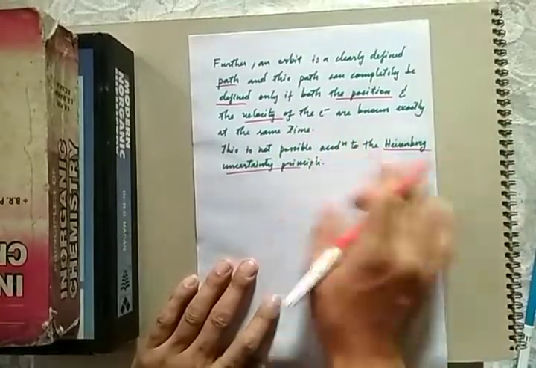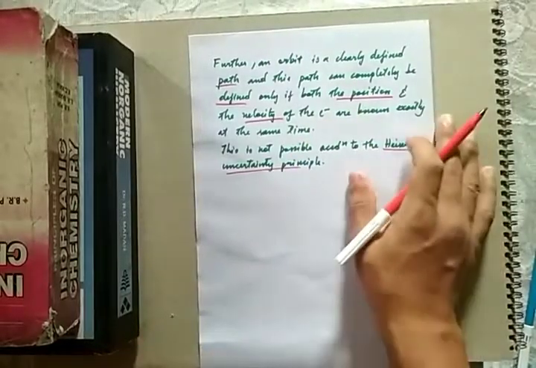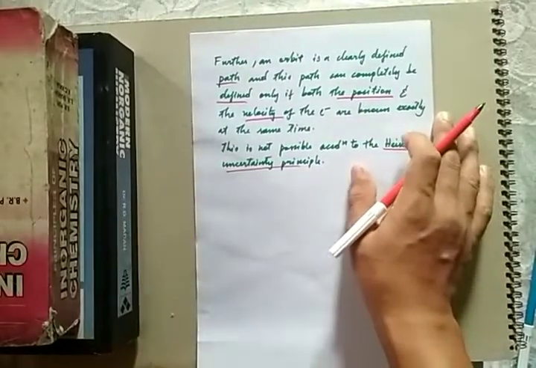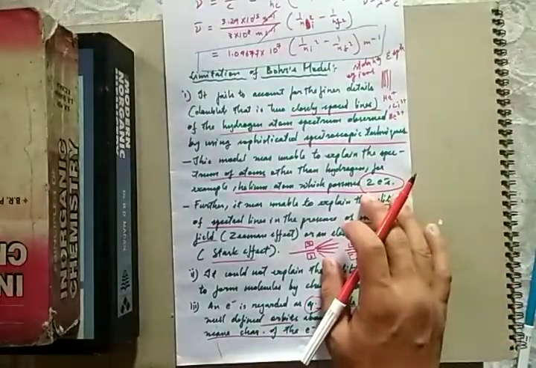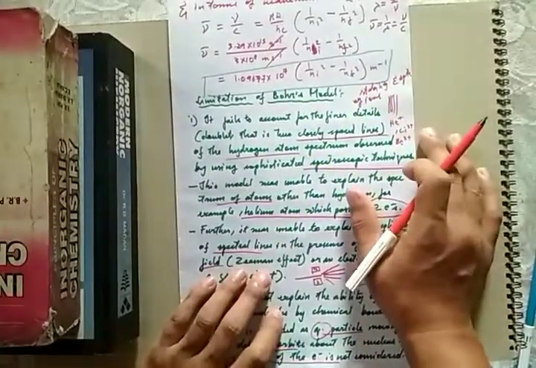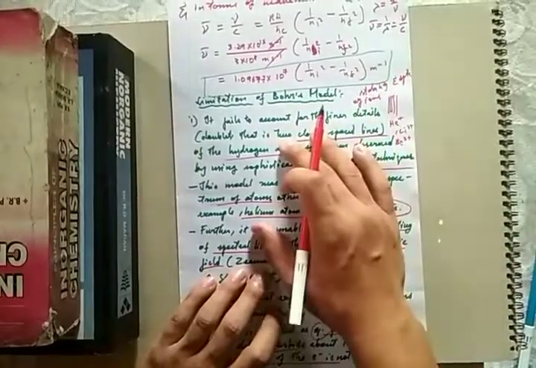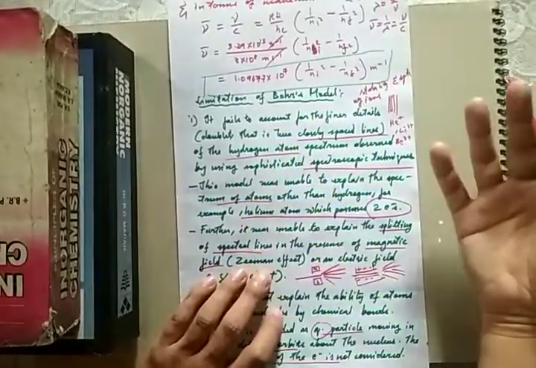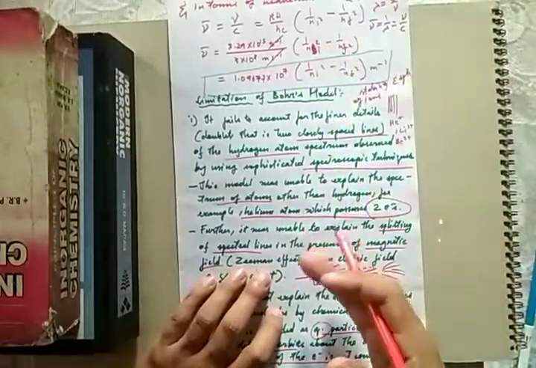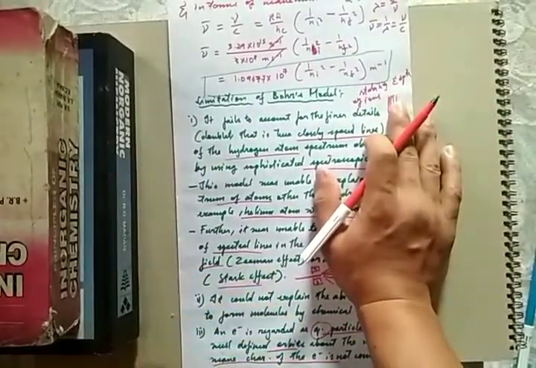We'll discuss that further about the uncertainty principle in the next class, the tutorial class. So this Bohr model theory is too simple. And after this, we'll discuss the quantum mechanical theory.